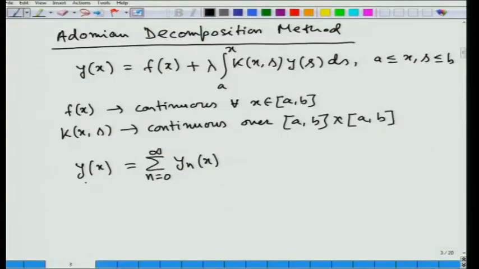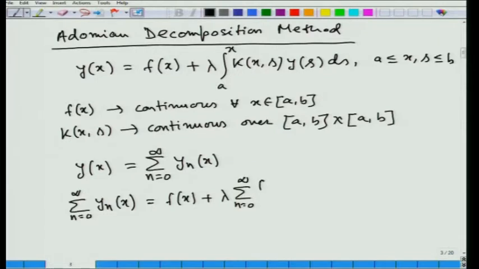So, if we assume y(x) equal to sigma n running from 0 to infinity y_n(x) is a solution of this problem, that means it will satisfy this integral equation. If we substitute there, then we find the summation n running from 0 to infinity y_n(x) is equal to f(x) plus lambda times the summation n running from 0 to infinity of the integral from a to x of k(x,s) y_n(s) ds.